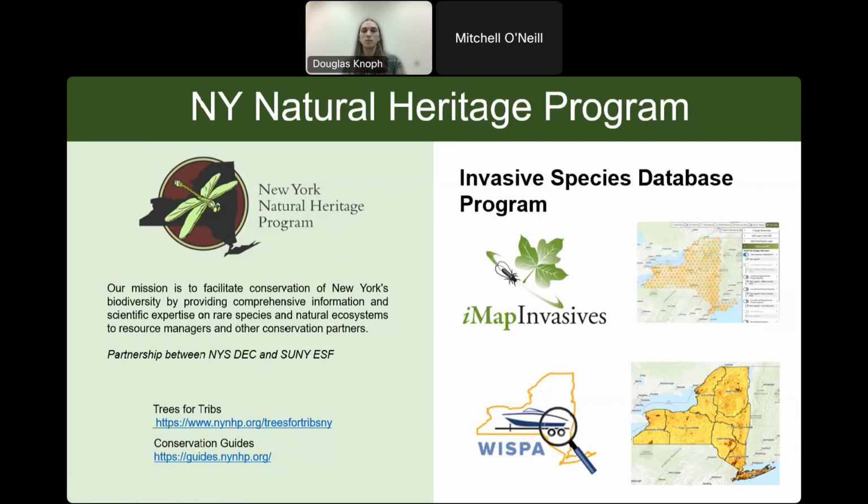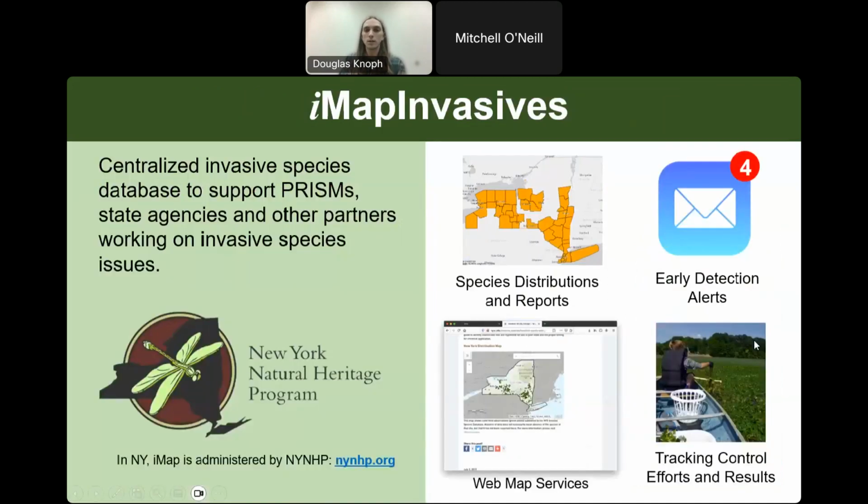So iMapInvasives is the database software that we use to host this database program, where we have our publicly accessible invasive species database. We also host a number of different specialized data collection tools and programs, like our Watercraft Inspection Stewardship Program, or WISPA. And we also take all the data that goes into iMapInvasives to run various analyses and prioritization models to help the various professionals and agencies in New York State better prioritize their work.